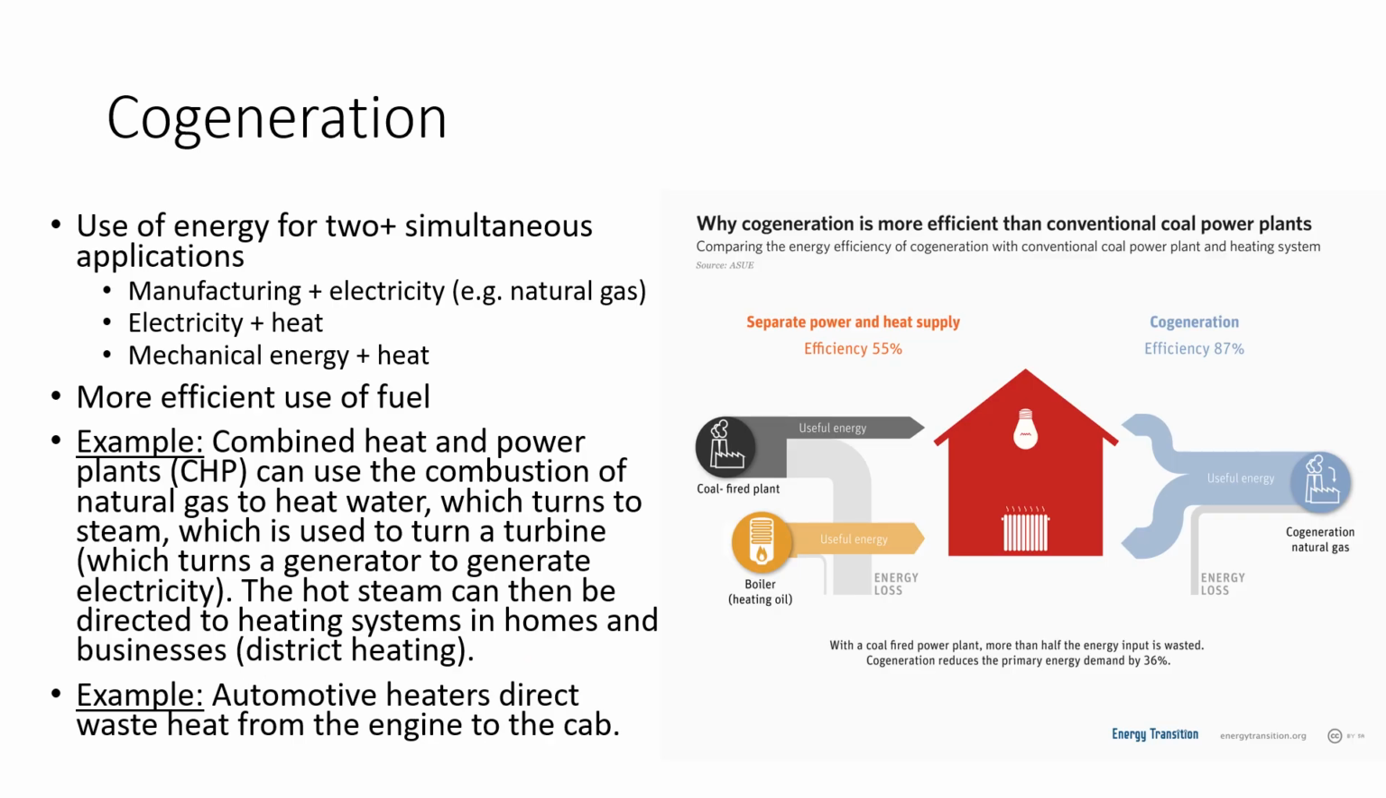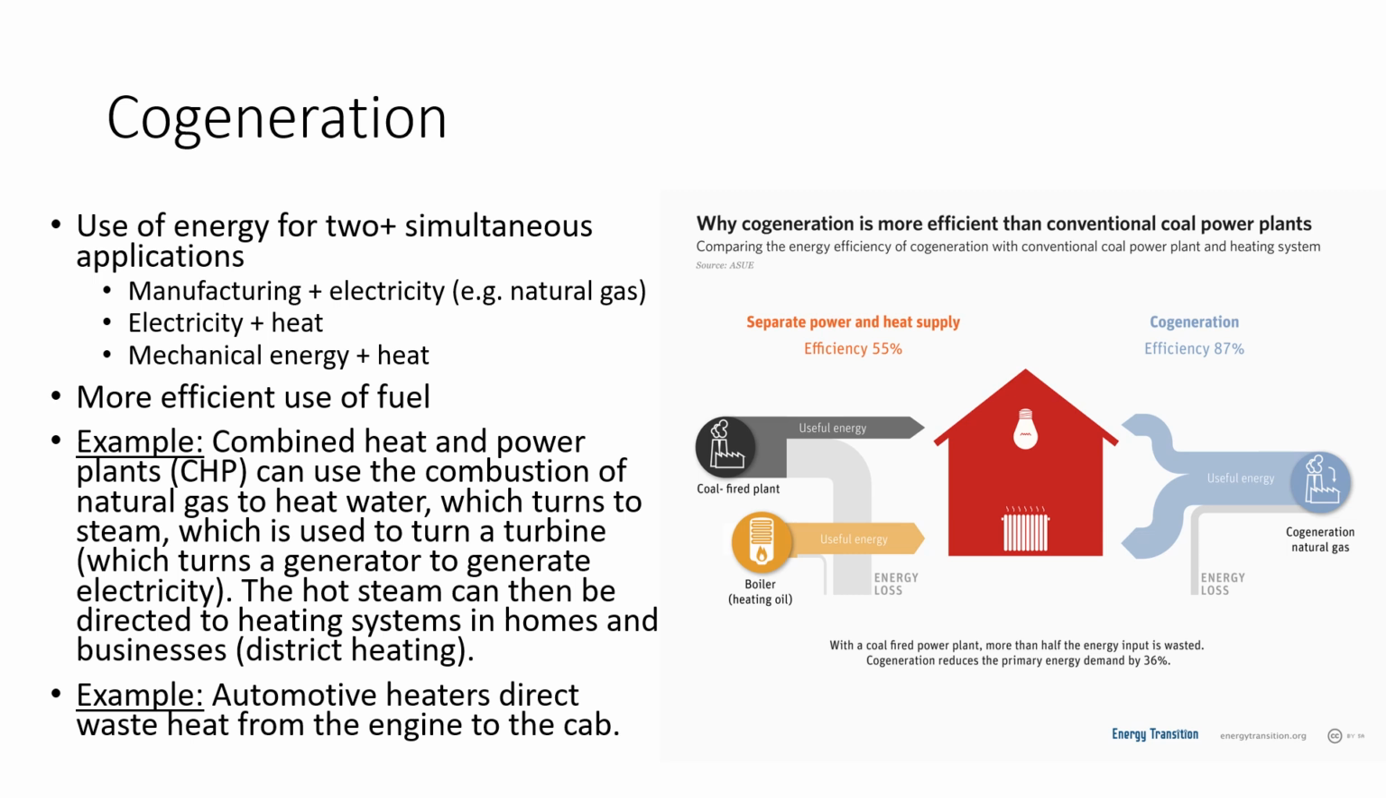So let's talk about a few of those things that we need to talk about with energy conservation to just wrap up some loose ends. And the first one with that is cogeneration. This is using the energy for two or more simultaneous applications. So this is most commonly used for electricity and heat.